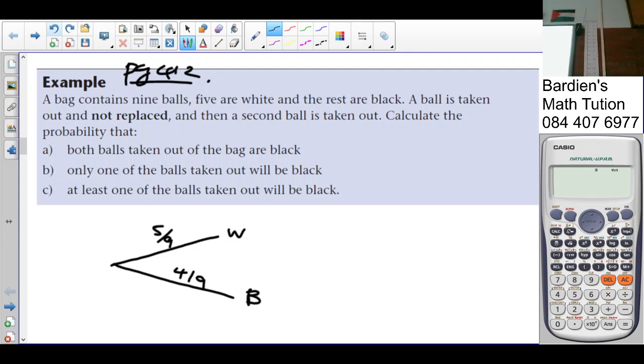A ball is taken out and not replaced. Not replaced means what? Not put back before you do the next thing. Then the second ball is taken out. Calculate the probability. Now, before I go into anything else, this is the first event happening here, not so. So if you draw a white ball on your first event, what are my outcomes? It can either be white or black. Not so. So what is the probability? How many balls are there left in the bag now? If I draw one white, 8.